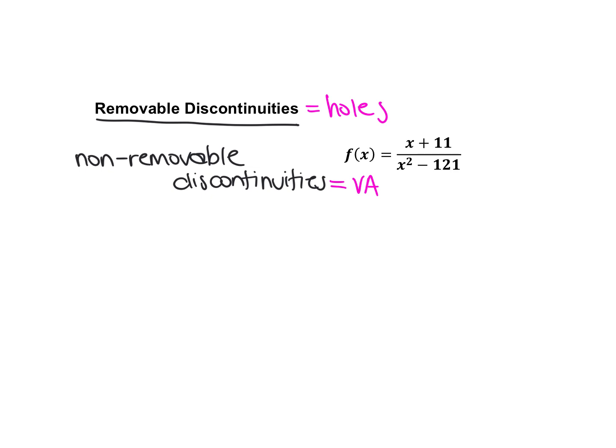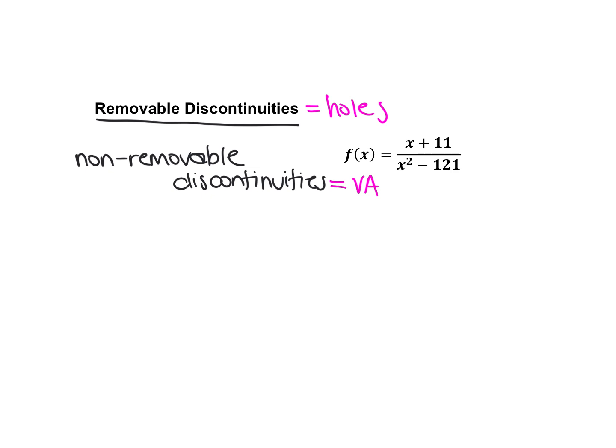So you could actually have an AP multiple choice question that says, what are the removable discontinuities in this equation? And you need to know they're asking you for the holes. Or they could say, which discontinuities are non-removable? And you need to know they are asking for the vertical asymptotes.